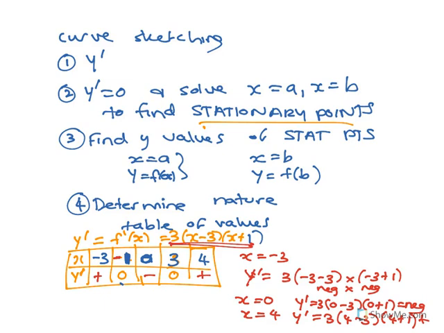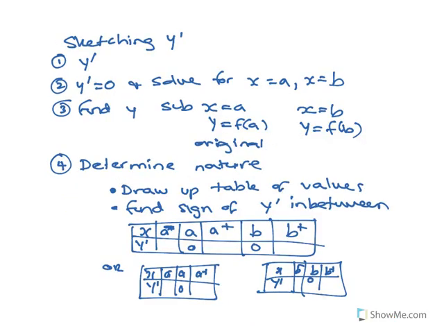From there you're looking at the sign of the gradient either side. We know that it goes positive, 0, negative, 0, positive. From there you can see the first point is a maximum and the second point is a minimum. You can do this by doing separate tables, or you can do it all as one table.